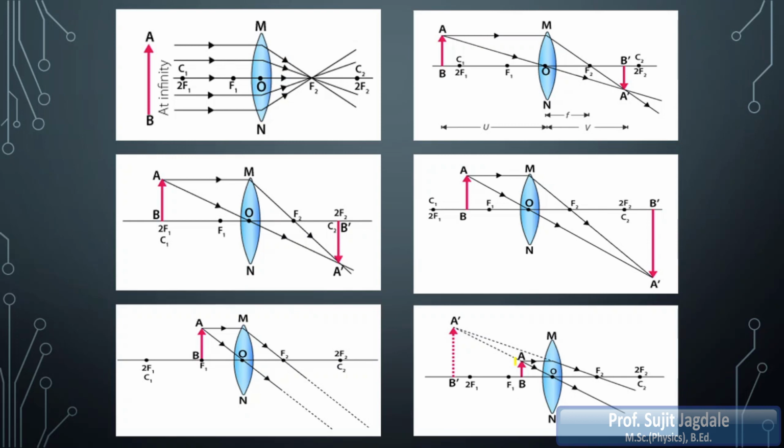So this is it for today. We have considered all about the convex lenses, how images are formed, in tabular form also, and I have shown you the ray diagrams, how to draw those ray diagrams using those 3 rules.